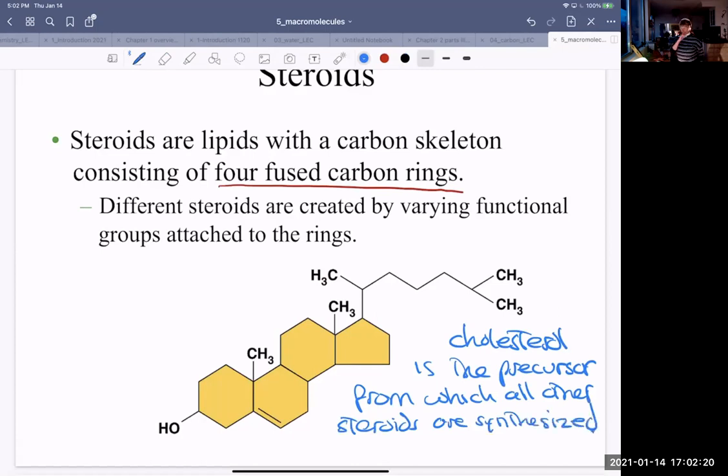So they all have 4 rings. So you should be able to recognize a steroid. I wouldn't ask you to say, is this an estrogen or is this a testosterone? But to recognize it as a steroid. And of course, cholesterol is essential, but an overabundance of cholesterol can contribute to cardiovascular disease.